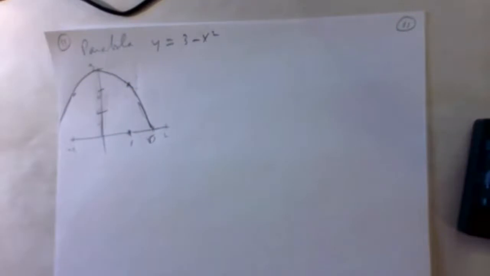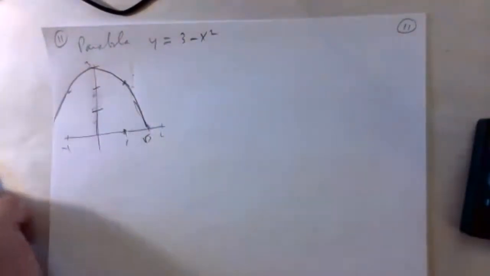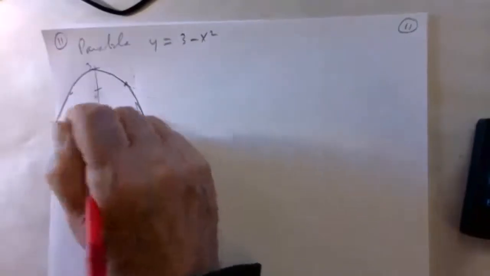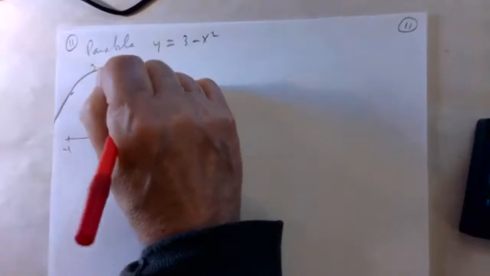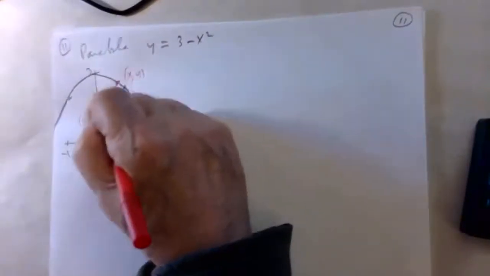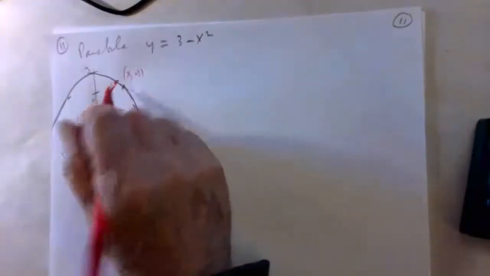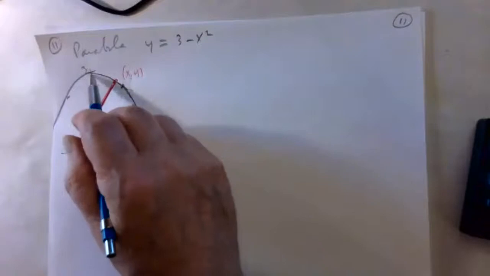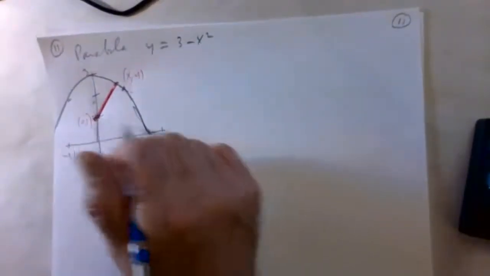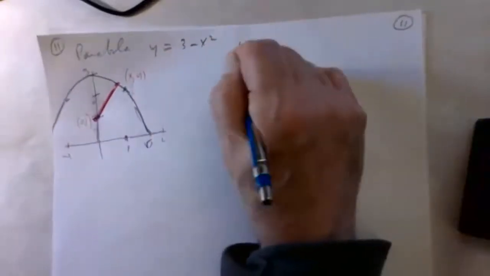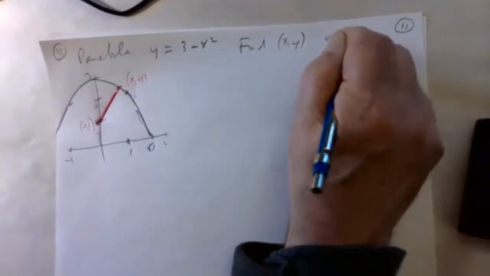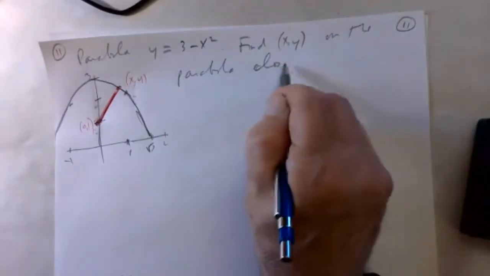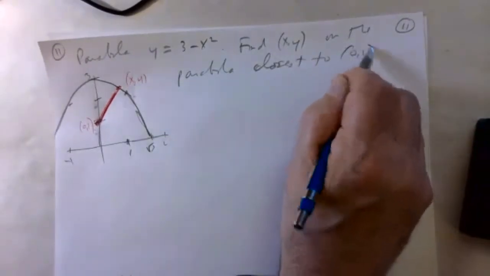this parabola kind of looks like that. And here is the point 0, 1. And on the curve, you have the point x, y. And there's a certain distance from 0, 1 to the point x, y. And we want to find the point on the curve which is closest to 0, 1, right? Like this point is 2 units away. This point is whatever it is away. We want to find the point. So find the point x, y on the parabola, on the curve, closest to 0, 1.